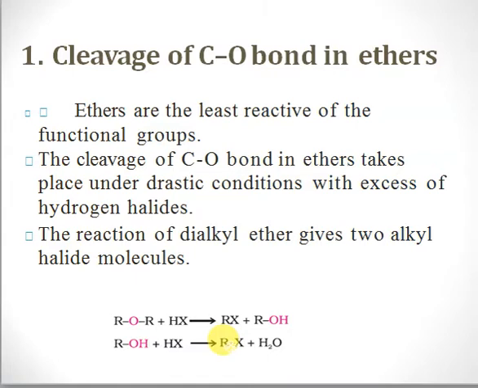So in general, we say that when you are using ether and excess hydrogen halide, we get these alkyl halide molecules. Initially we get an alkyl halide and an alcohol, and this alcohol, upon reaction with the hydrogen halide, is also converted into another molecule of alkyl halide.